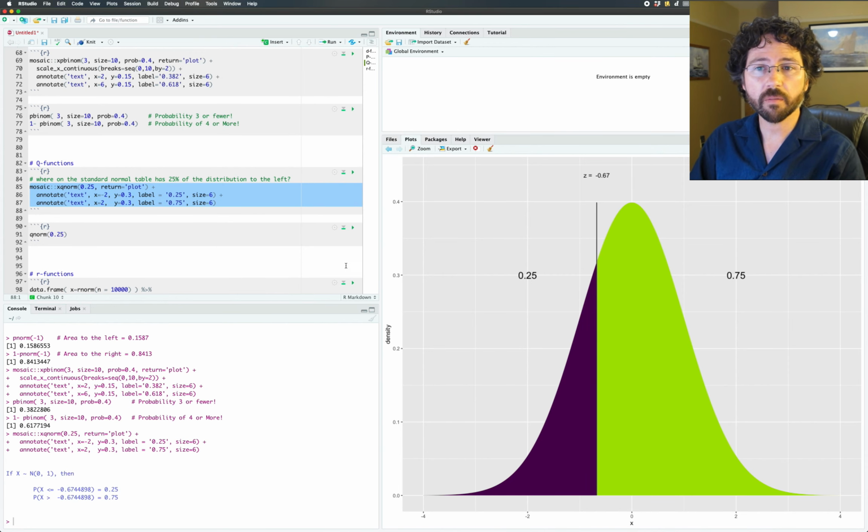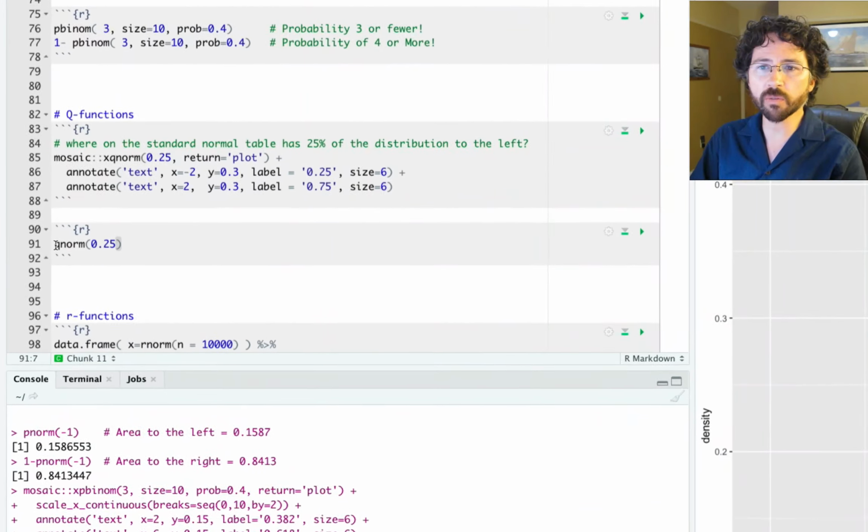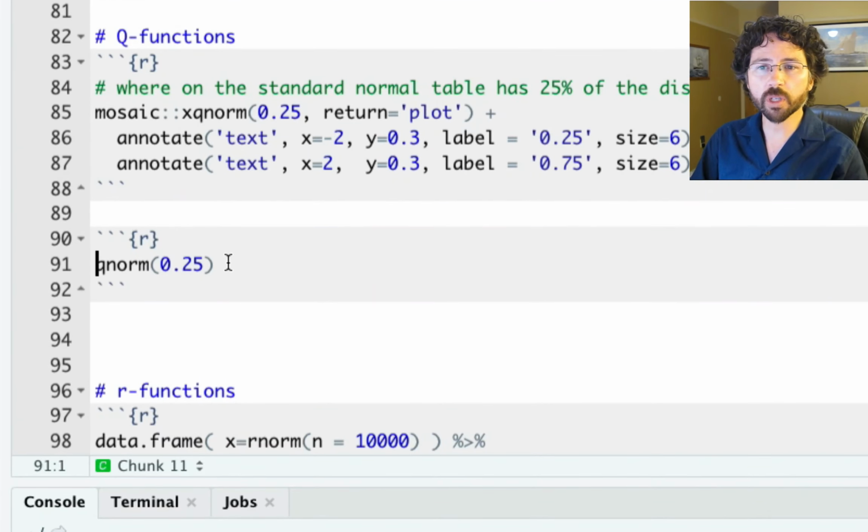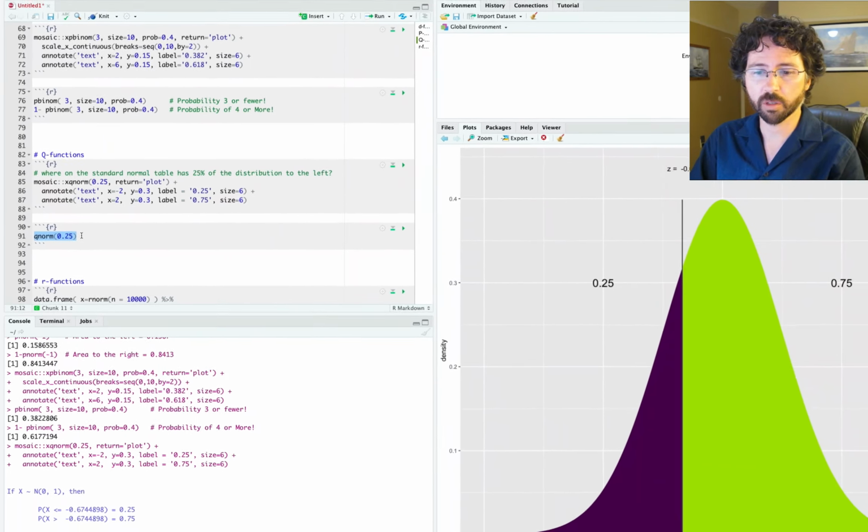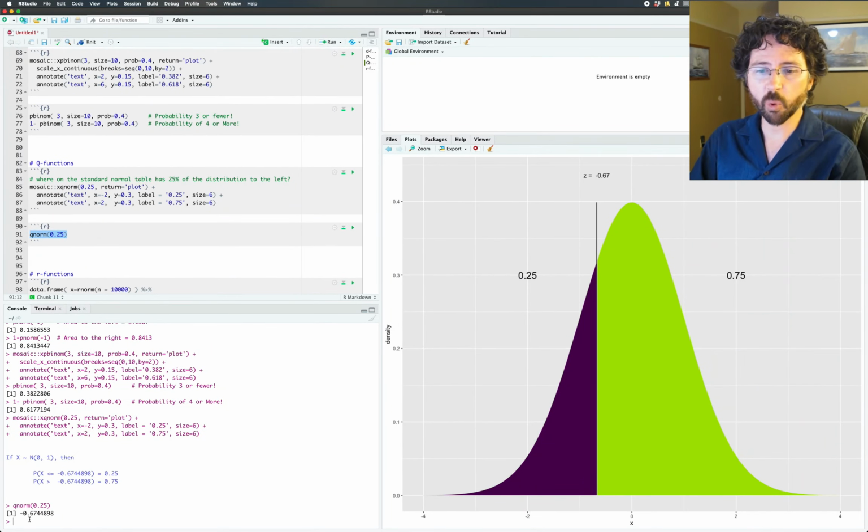Next, our inverse function, the q function, says, if I'm interested in knowing what value along my x-axis gives me 25% to the left and 75% to the right, well, that's going to turn out to be negative 0.67. The way that I know this is using this q function and saying, all right, I want to know the quantile, the 25th quantile of the standard normal distribution. And that is given as negative 0.6744898.